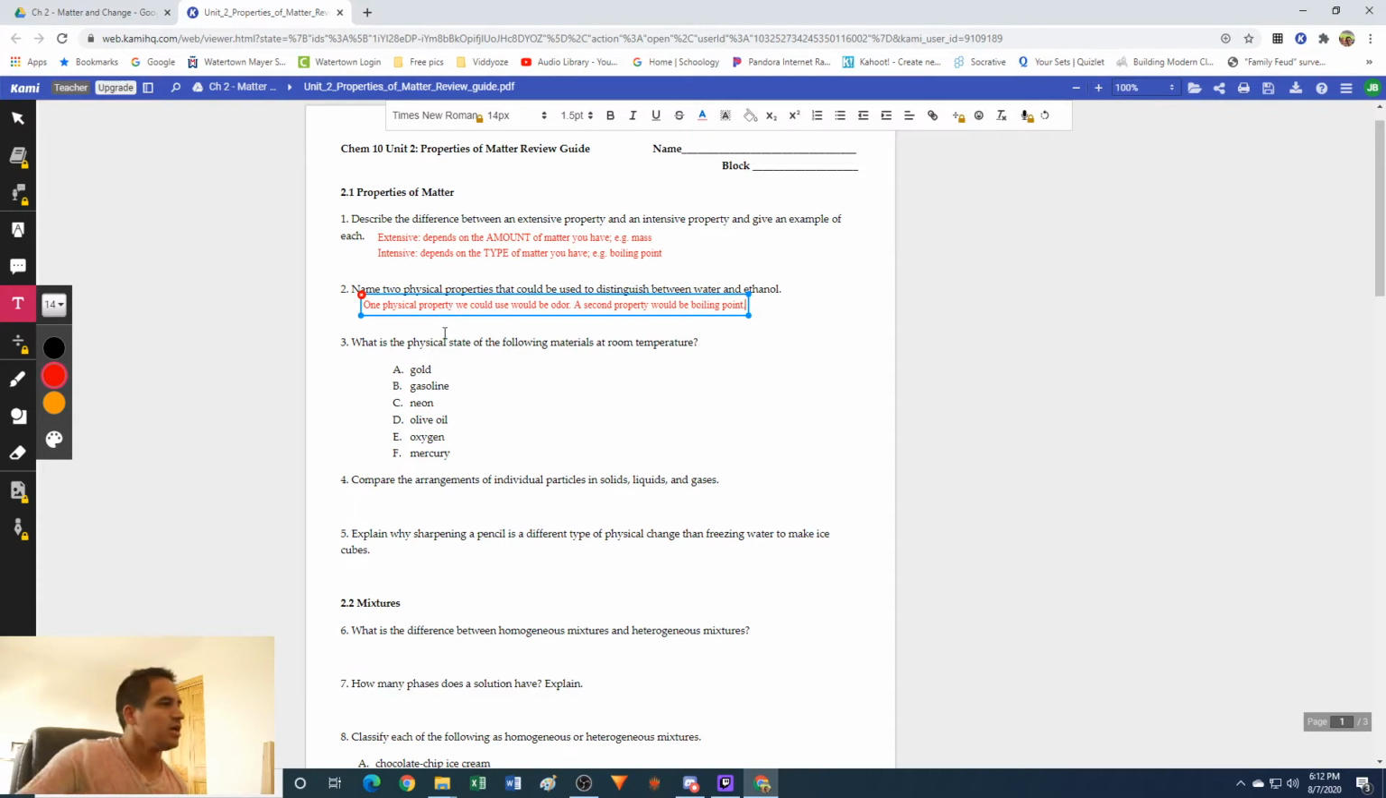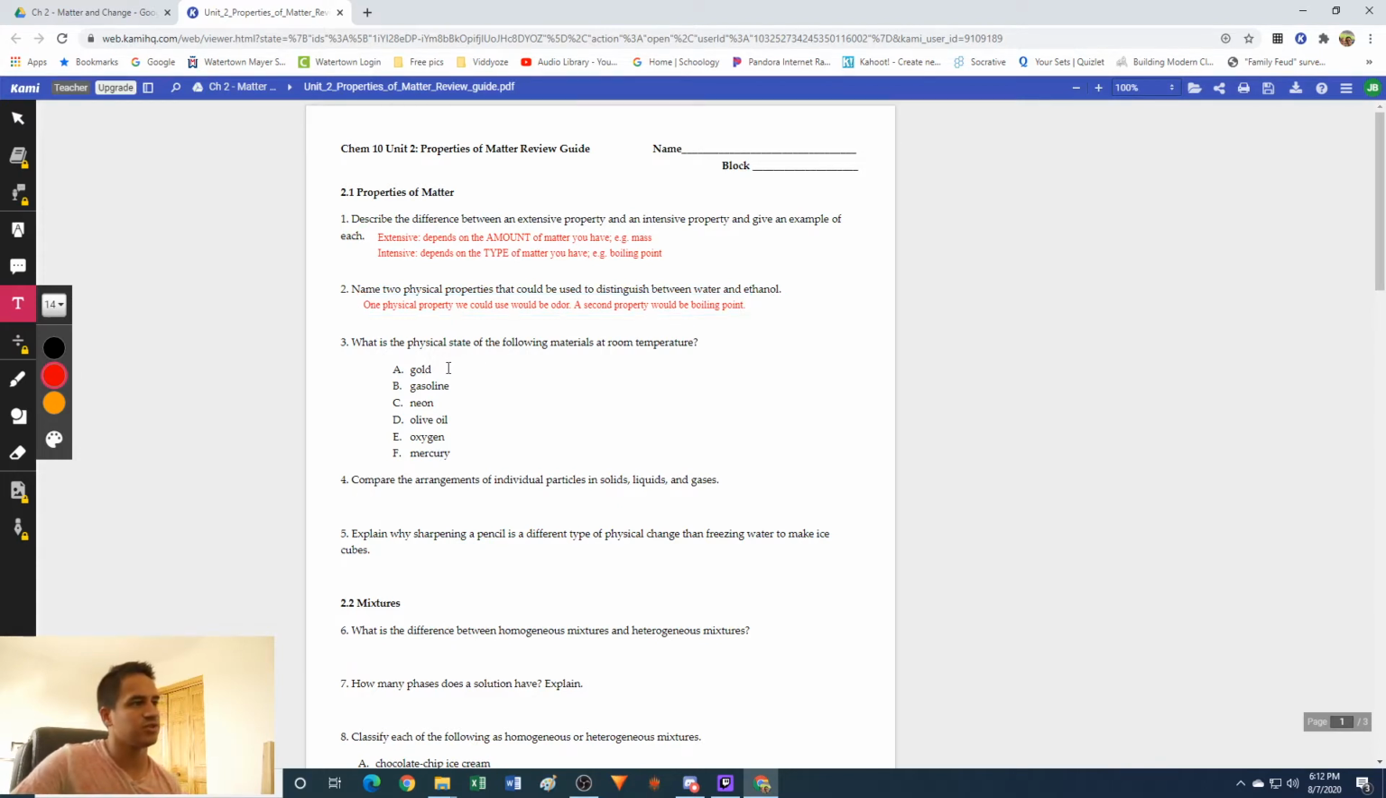All right, number three. What is the physical state of the following materials at room temperature? So remember the three physical states are solid, liquid, gas. Pretty simple one. I'm going to leave most of these ones for you to do, I guess.